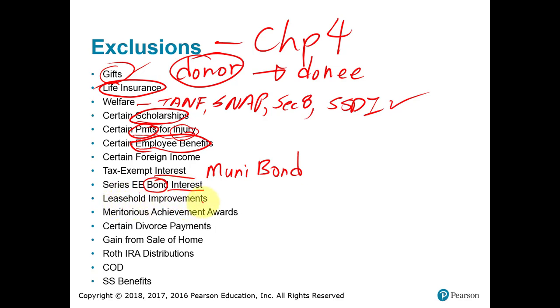Leasehold improvements: you have to take the viewpoint of a landlord where the tenant makes improvements to the property and then leaves those improvements for the landlord when the tenant leaves. That betterment to the property is a tax-free income to the landlord.